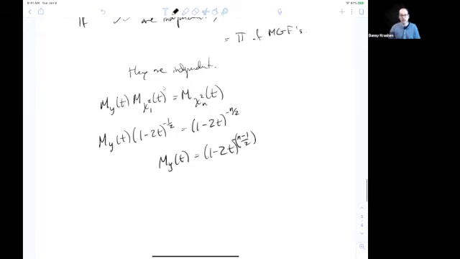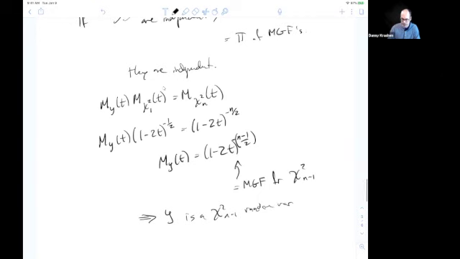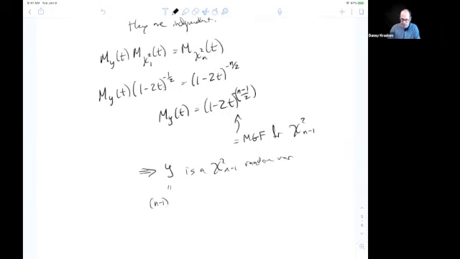And that happens to be the same as the moment generating function for chi squared n minus 1. And because moment generating functions determine the distribution, that tells us that y is a chi squared n minus 1 random variable. And of course, y was n minus 1 s squared over sigma squared. And that's what we wanted to show. Yay. Okay.